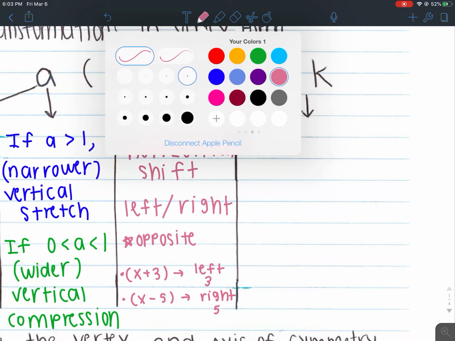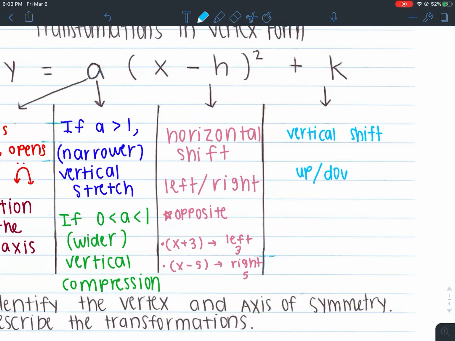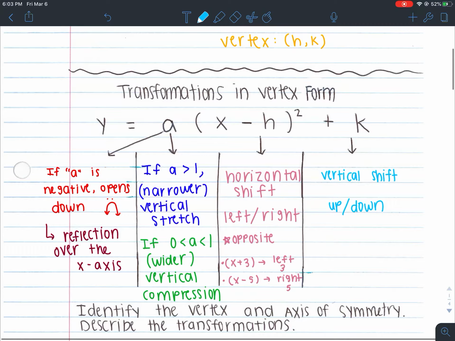Okay, and lastly, we have our k value. Now, that's the last thing we have, which is going to be the vertical shift. And vertical direction is either up or down, and it's exactly what you think it is. So you're either going up or you're going down depending on your k value. Okay, so let's review all of our transformations. Again, I spent a lot of time on this because this is the part we struggle with the most.